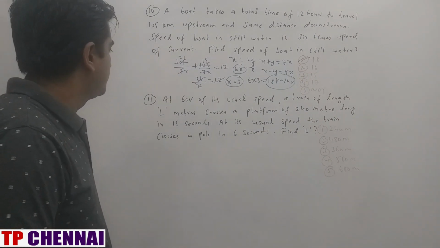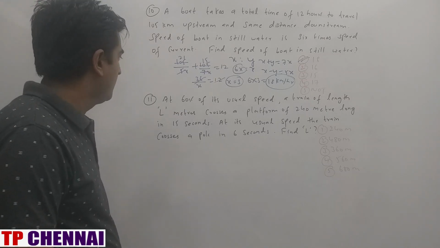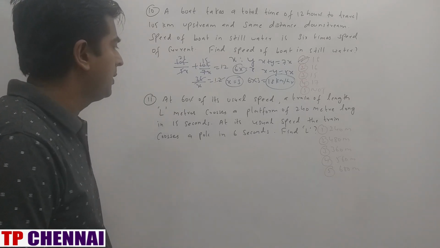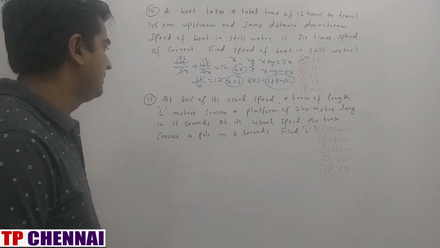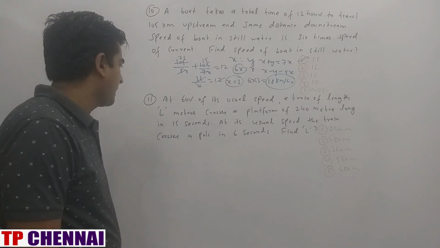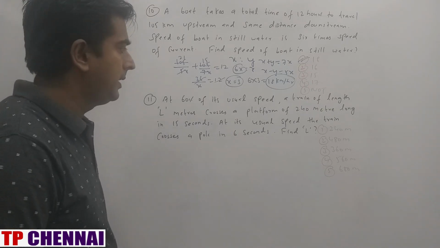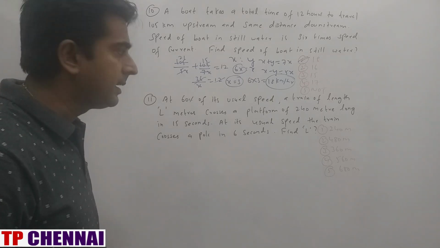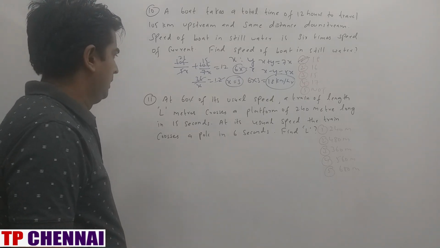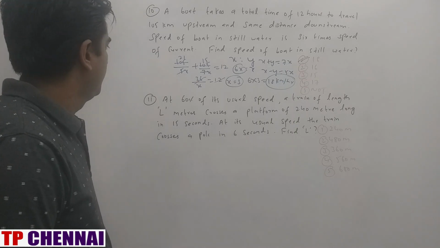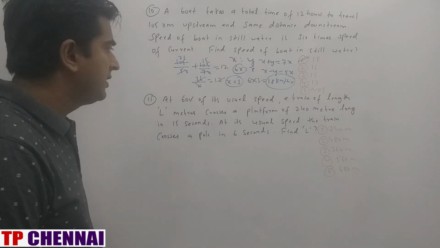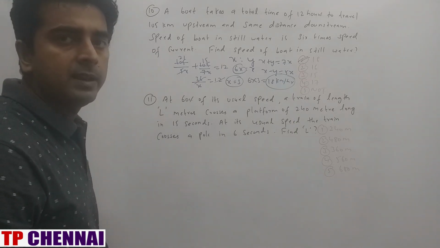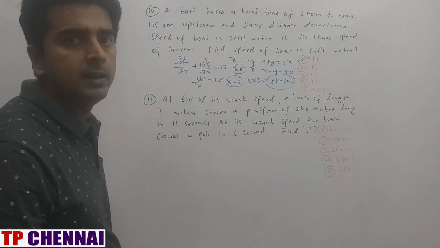Next one, at 60% of its usual speed, a train of length L meter crosses a platform of 240 meter long in 15 seconds. At its usual speed, the train crosses a pole in 6 seconds. Find the value of L, that means the length of the train. So they are saying in the second line, at its usual speed, the train crosses a pole. Whenever a train is crossing a pole, what is the distance covered by the train? Length of the train itself.